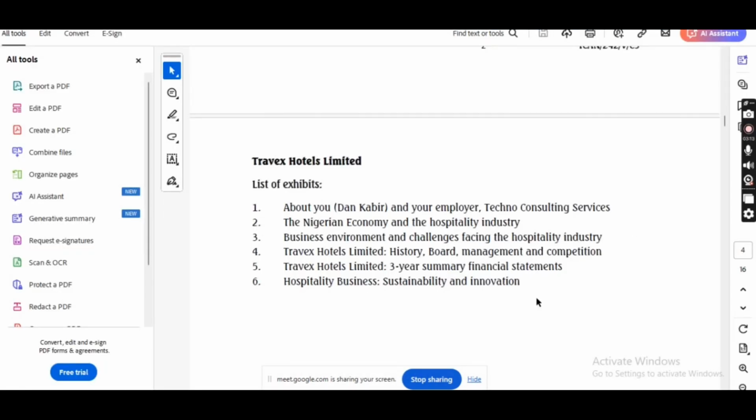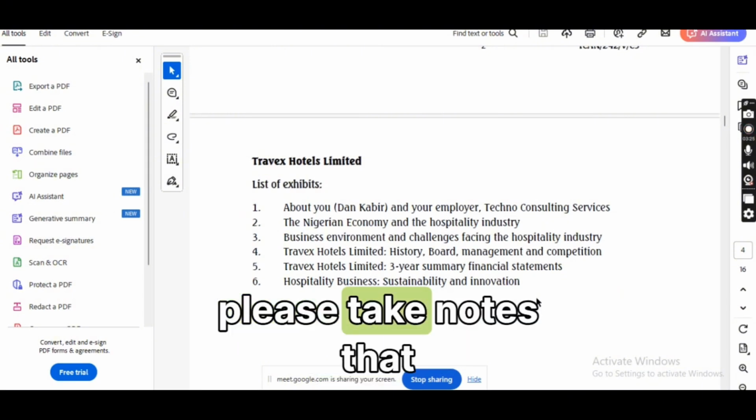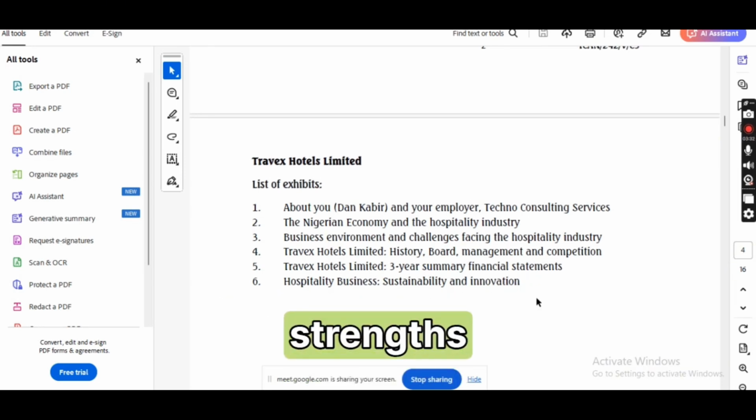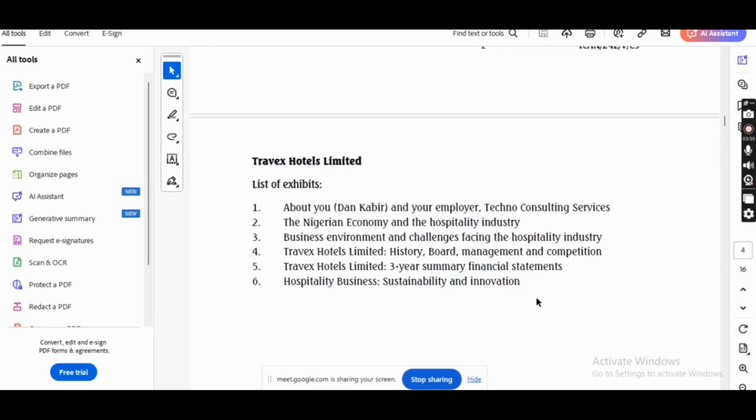Okay. Now, Travis Hotels Limited, please let your minds be on this. And from this preseen, please take note that we'll be analyzing the company. We'll identify the company's strengths, weaknesses, opportunities, and threats, right? We'll be identifying all these things because this will form part of your analysis as well.